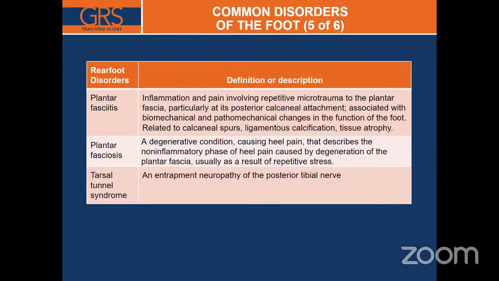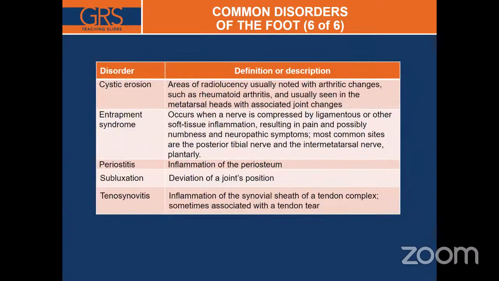Then we have tarsal tunnel syndrome. This is an entrapment neuropathy of the posterior tibial nerve. Then we're going to discuss some of the common disorders. Cystic erosion. Cystic erosion is an area of radiolucency. It's usually noted on X-rays with arthritic change. It happens with arthritic change like rheumatoid arthritis. It's seen in the metatarsal head and associated joint changes.